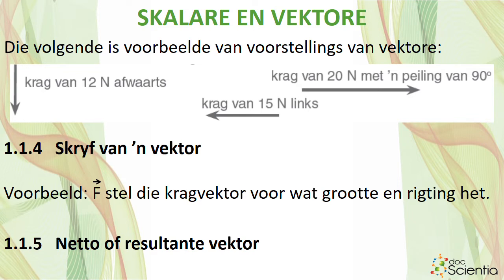Dan kan hulle vir jou sê, die volgende is voorstellings van vektore. This one is a force downwards, a force to the left, and that one they just said 90 degrees. This could have been to the east or to the right as well. Okay. Wanneer ons 'n vektor skryf, dan sit ons vir hom 'n pyltjie op sy kop neer. Daai pyltjie is om te sê hy is 'n vektor, hy het 'n grootte en 'n rigting.